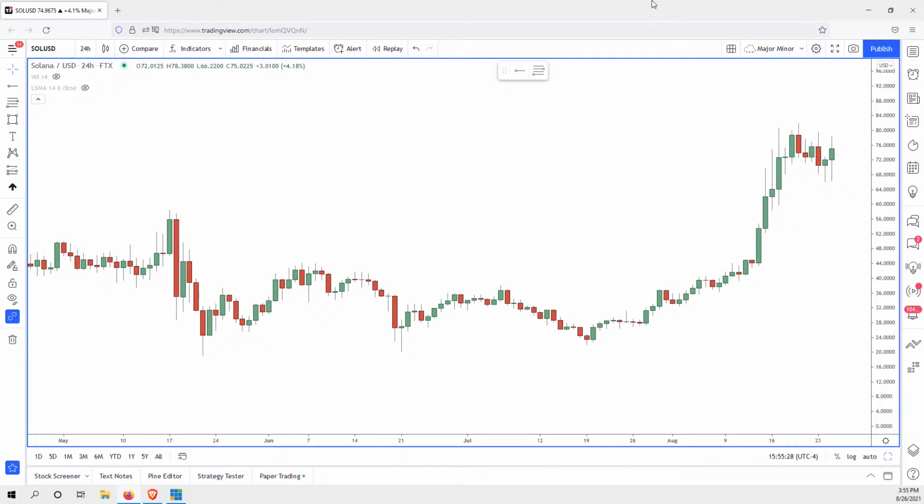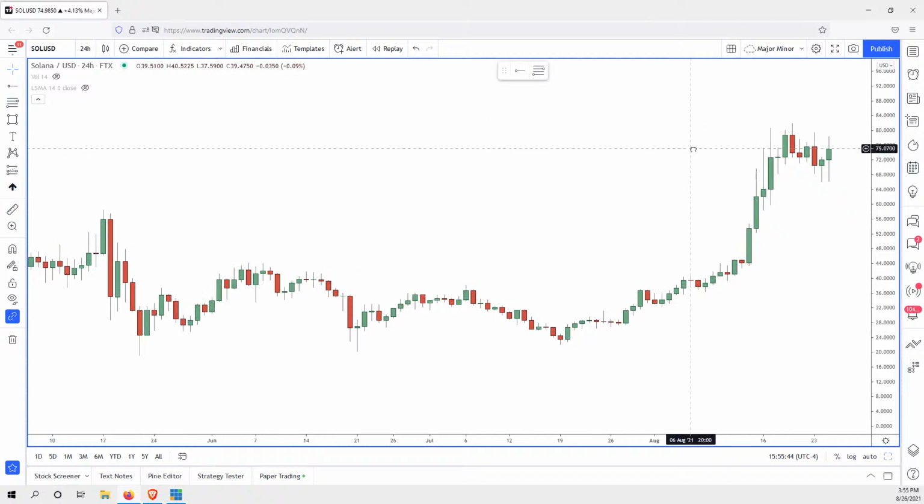This thing is at 75. No, that's not right. Hold on. What is that low? I'm sorry. 66.22. That's this area right here, 66.22. So you could round that to basically 66 even or 65, whatever. And you're basically 10 points above that right now.